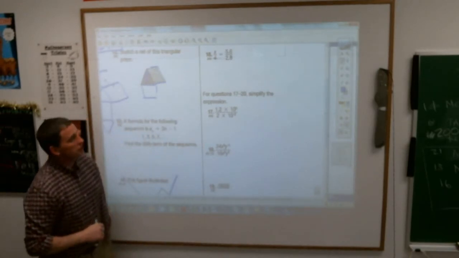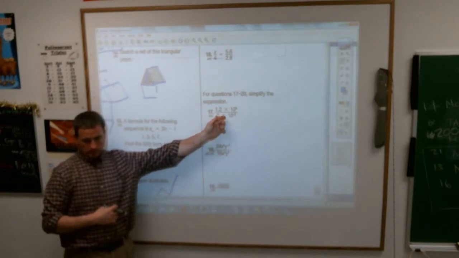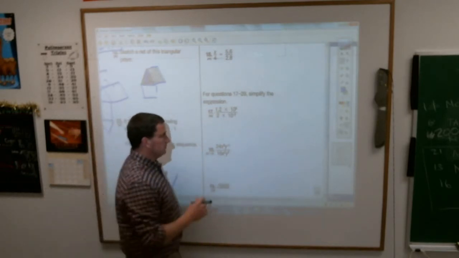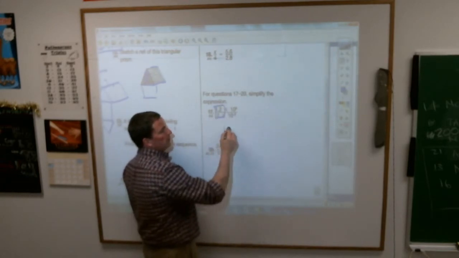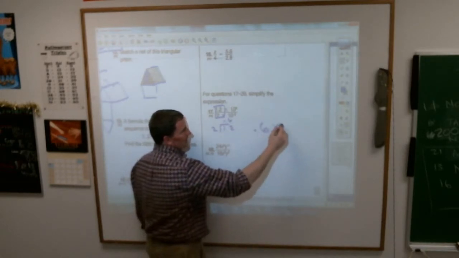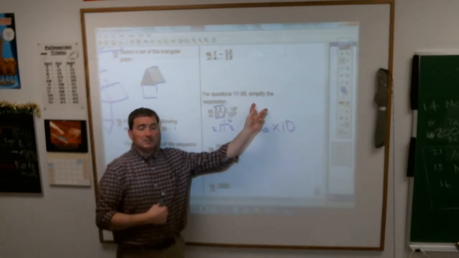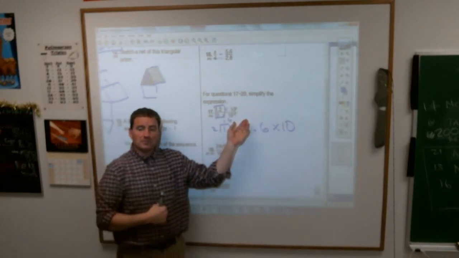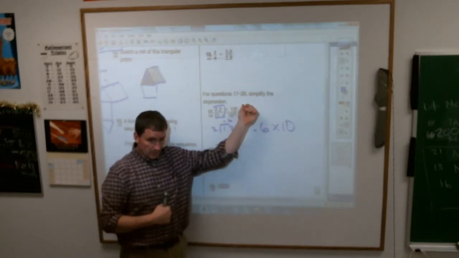How do you do division when it comes to scientific notation? Well, first things, you divide these two numbers. 1.2 divided by 2 is 0.6. Then I get times 10, and here's where you have to be careful. When you multiply scientific notation, you add exponents. When you divide in scientific notation, you subtract exponents.